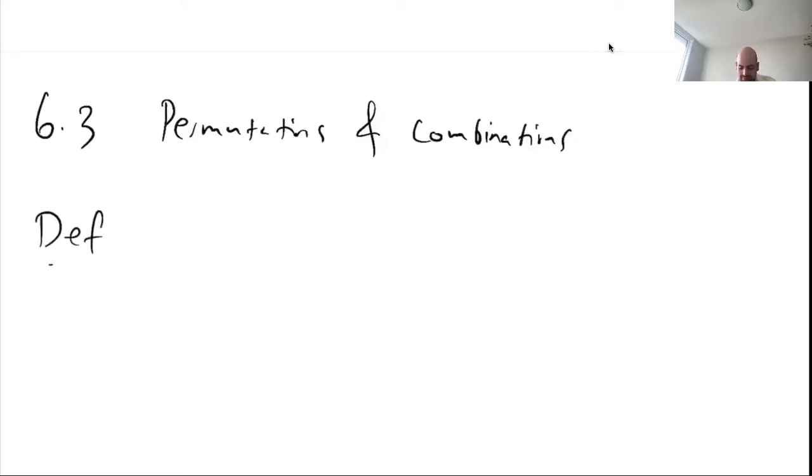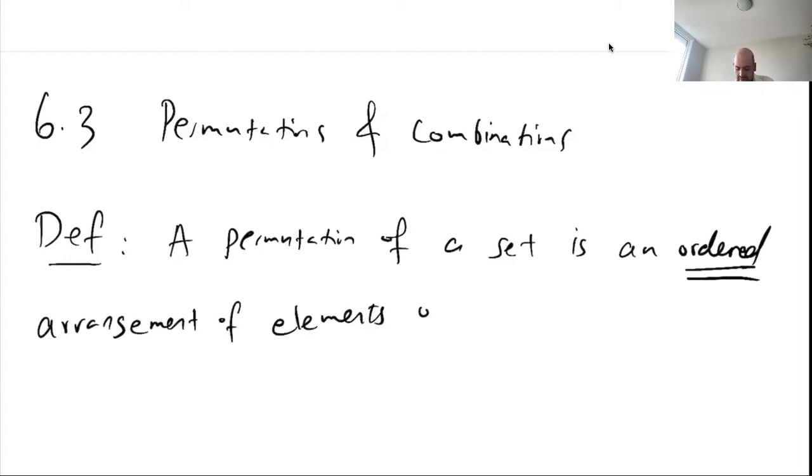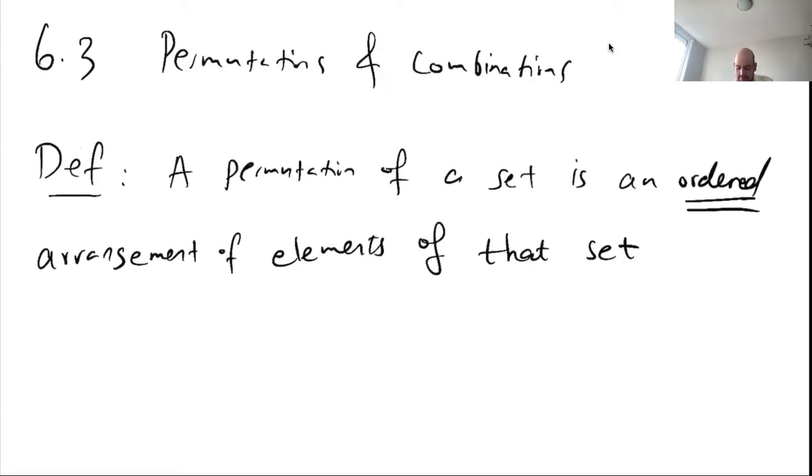So definition, a permutation of a set is an ordered arrangement of elements of that set. Okay, ordered. So the important word is ordered arrangement. So the order is important and relevant when we talk about a permutation.